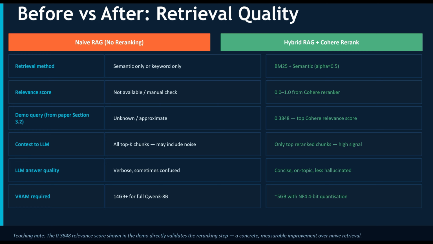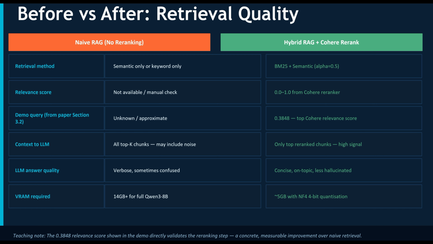In the live demo, we saw a score of 3.3884 as the top score for the query about abstractive question answering. Cohere ranking scores range from 0.0 to 1.0. Most importantly, only the highest-score documents get passed to Qwen3. Less noise going in means a better answer coming out. The quantization also deserves a mention.